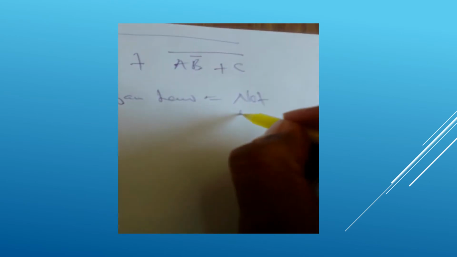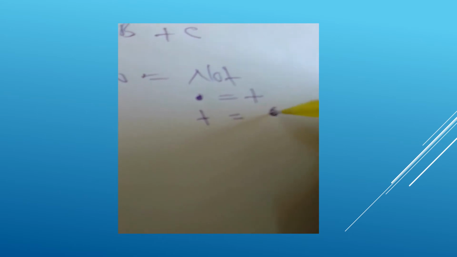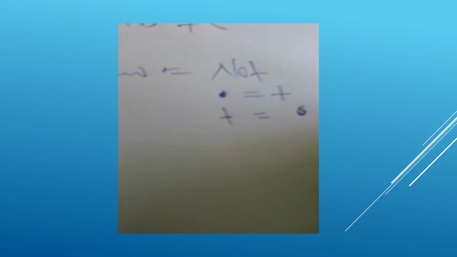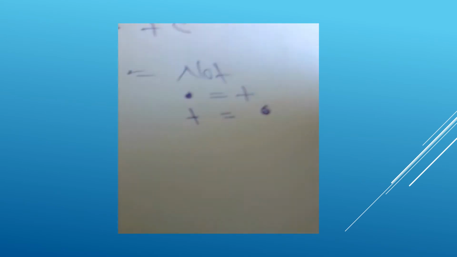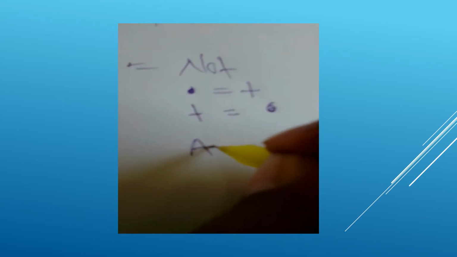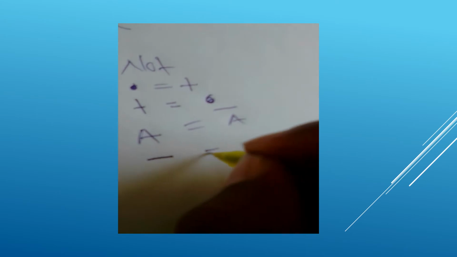Opposite of all the things we have. Remember, we know a dot, the opposite is a plus. That fact we need to understand it. And we know a plus, the opposite is a dot. So once you understand these things clearly, then a, the opposite is a bar. And a bar, the opposite, if you put a bar on a bar, then it cancels.